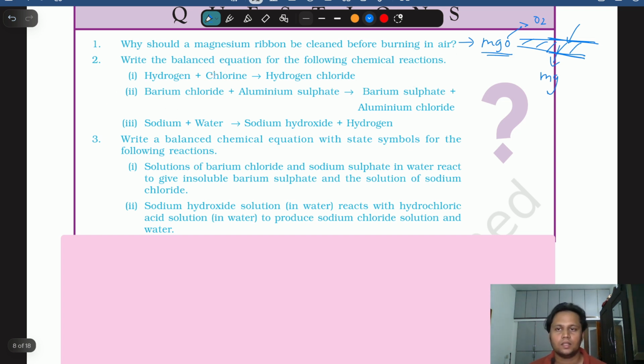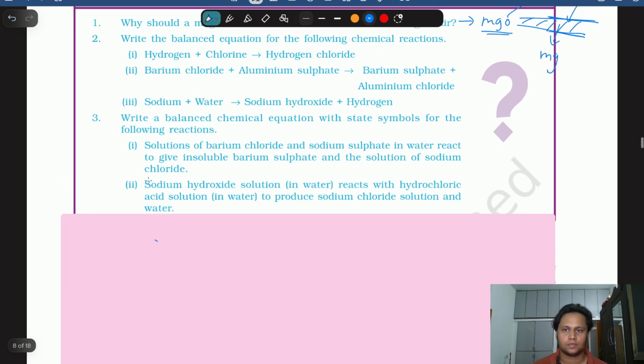Okay. We'll try to balance the other equations which are given here. So hydrogen reacting with chlorine to give HCl. Now see what they are telling is hydrogen reacting with Cl2 to give HCl.